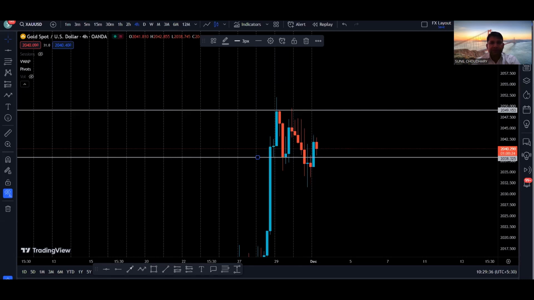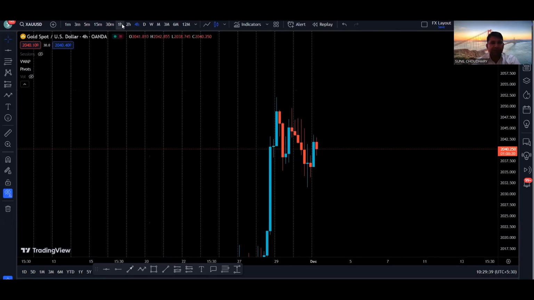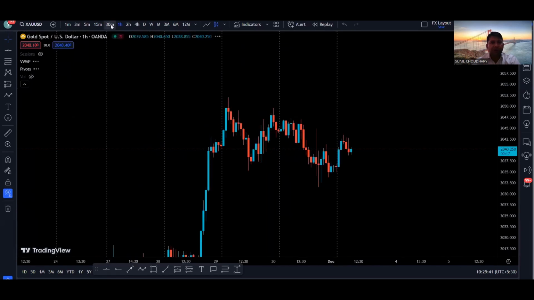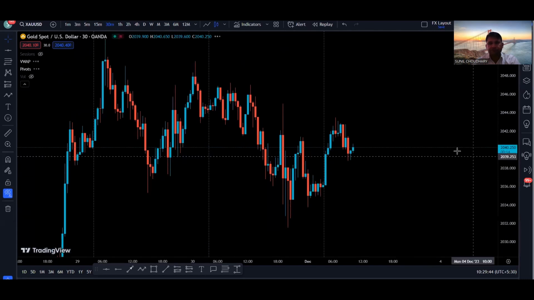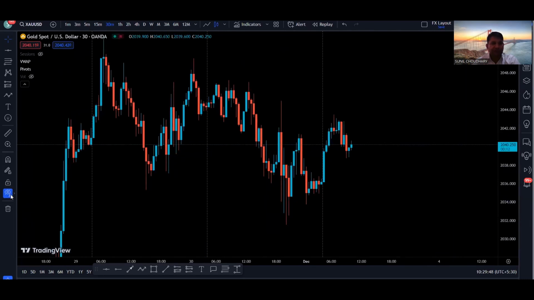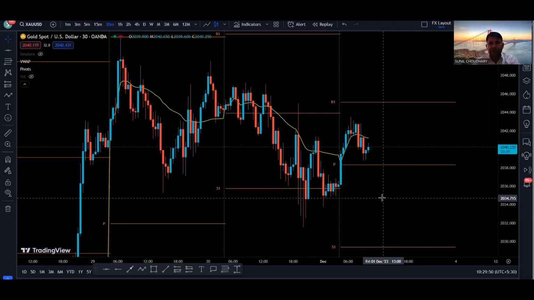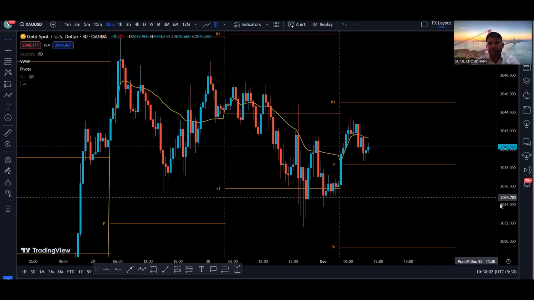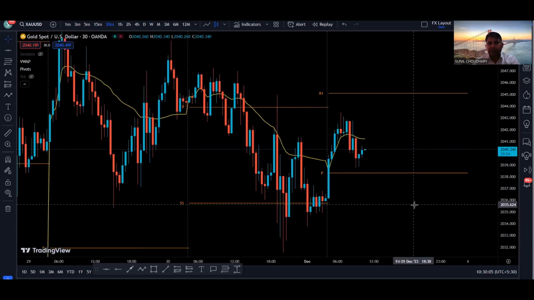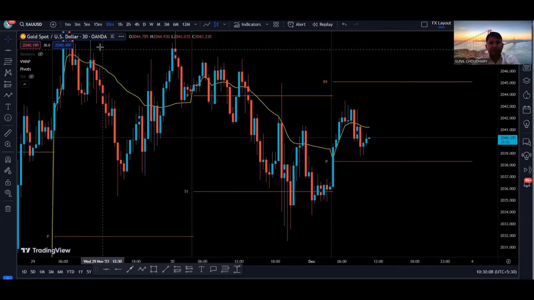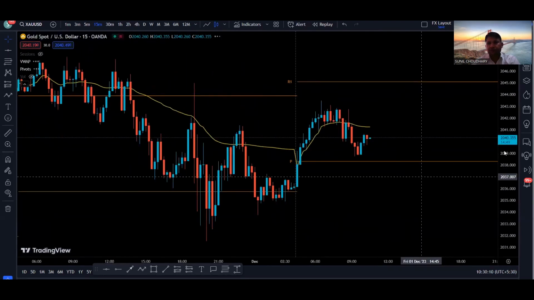Now let's go to the 1-hour and 30-minute time frames, basically the lower time frames, and let's put our VWAP and pivots on as well. I use pivots and the VWAP on the lower, intraday time frames, 15-minute and 30-minute, to find precise entries, look for good risk reward trades, and find a good stop loss as well.